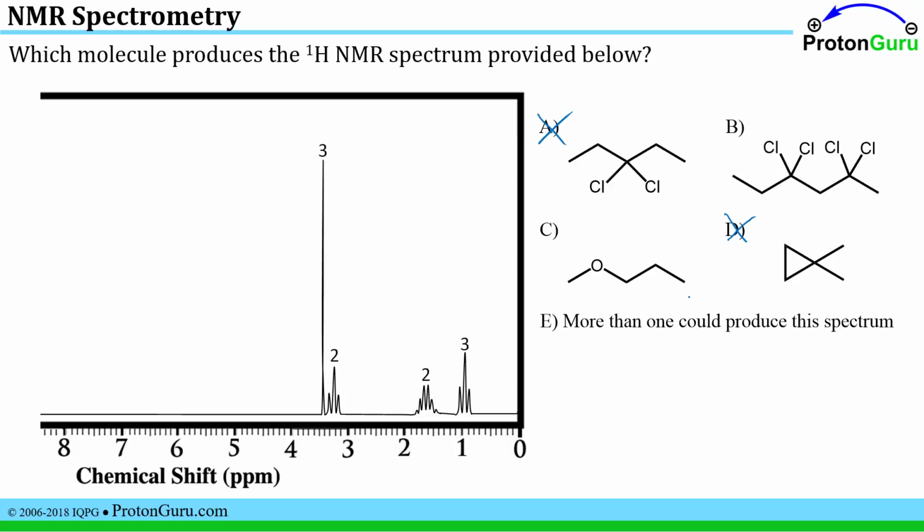They both have the correct number of signals, and they would both have the correct integrations. So next we have to look at the multiplicities. Let's say we have compound B. Well, if we have compound B, this set of hydrogens would give us a singlet because no H's on neighboring carbon. Here's another CH2. Neither of its neighboring carbons has any hydrogen, so that would also be a singlet.